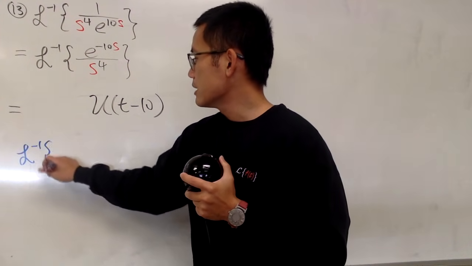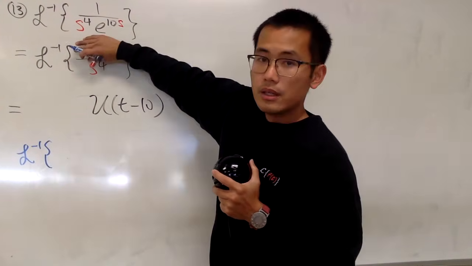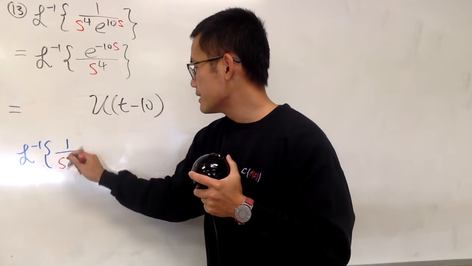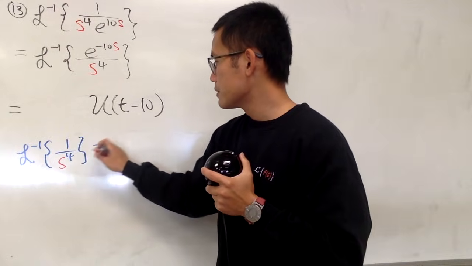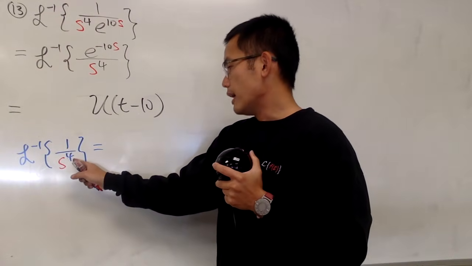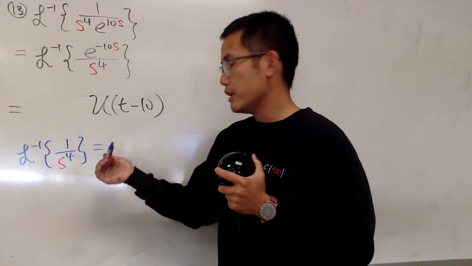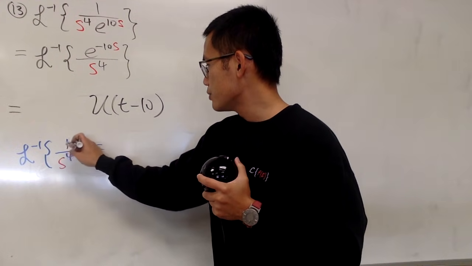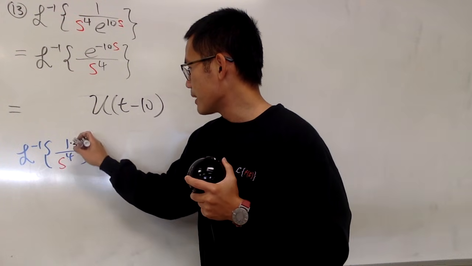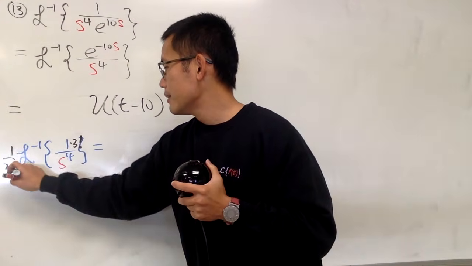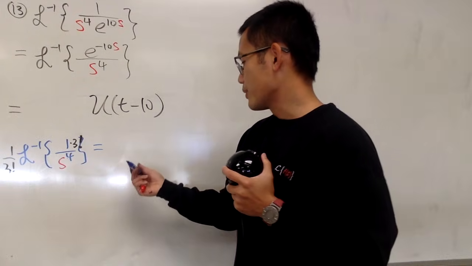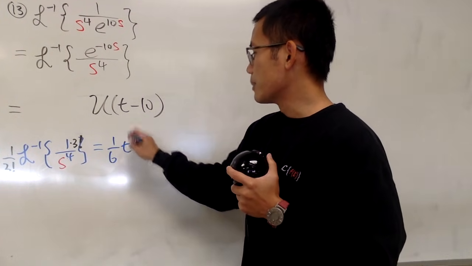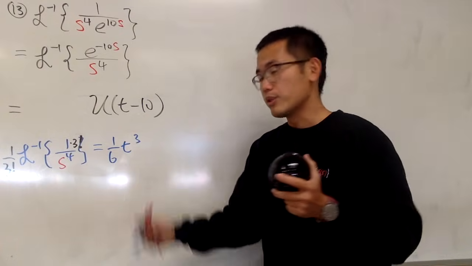Well, let me just write it down right here. The inverse Laplace. If we didn't have this, it's just 1 over s to the 4th power. All right, our n right here is 3, so I need to have a 3 factorial on the top. So let's go ahead, multiply the top by 3 factorial and divide the bottom by 3 factorial. Top and bottom 3 factorial, right? So we end up with 1 over 6 t to the 3rd power. So that's how you will get originally.